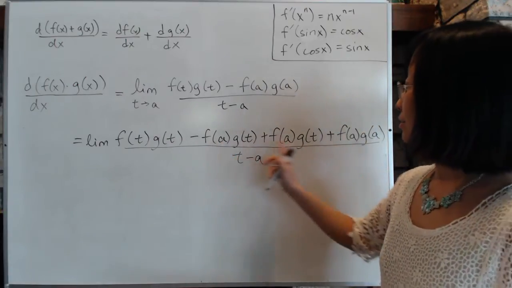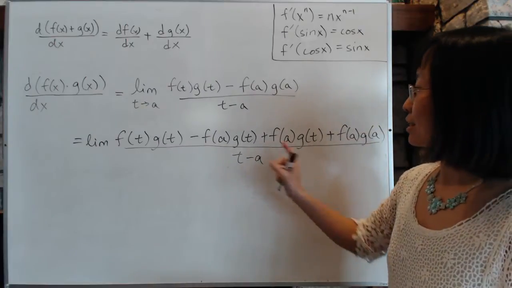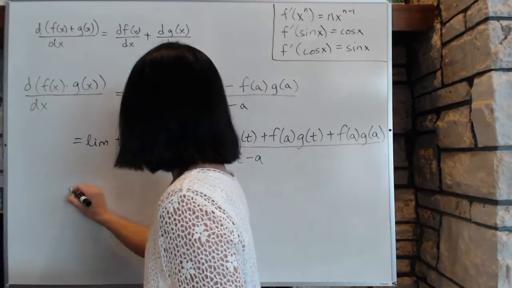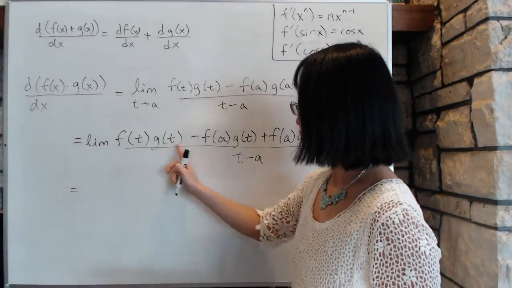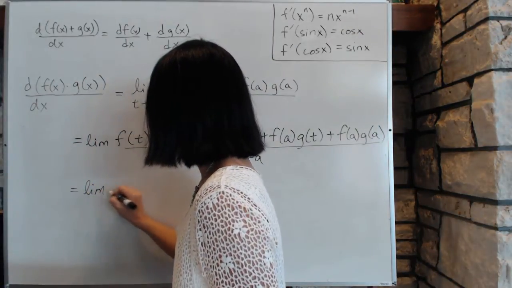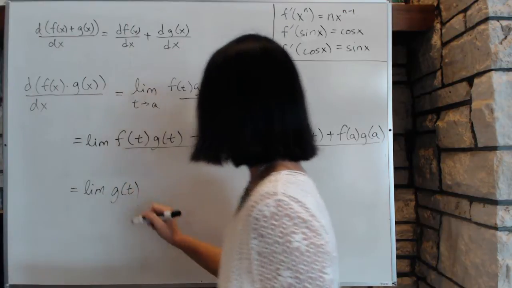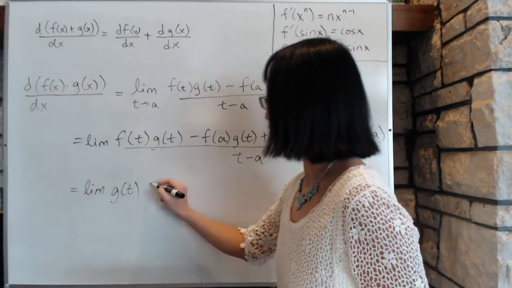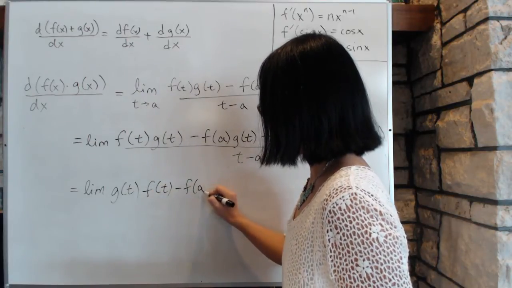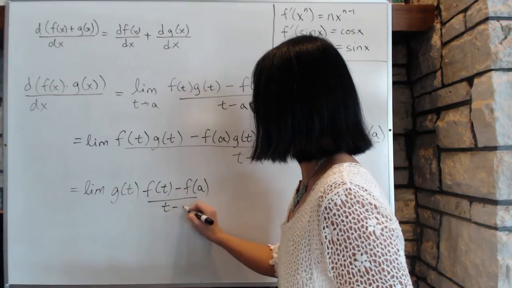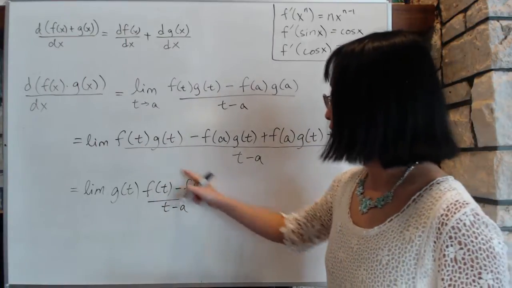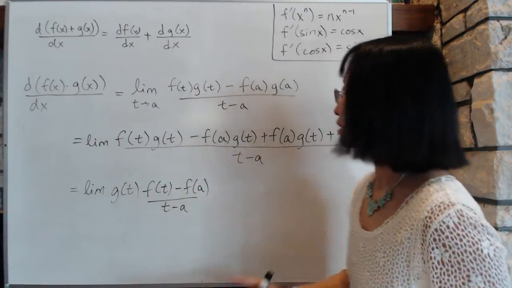The reason we do this minus and then plus trick is so that we can split everything into two chunks, which will be easier to handle. Look at the first part. There's g(t) in common, so we'll take the g(t) out. So this equals the limit of g(t) times f(t) minus f(a) over t minus a. And as you can see, this is f prime at a. This is the very definition as you take the limit. That's why we're doing this.